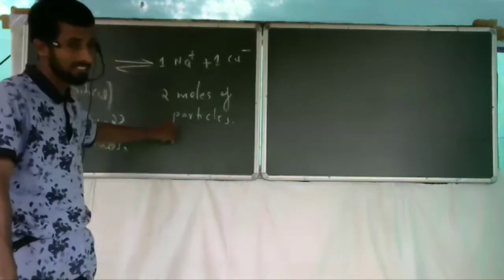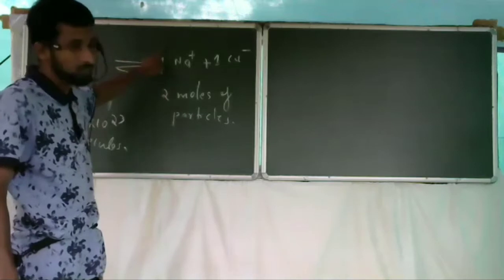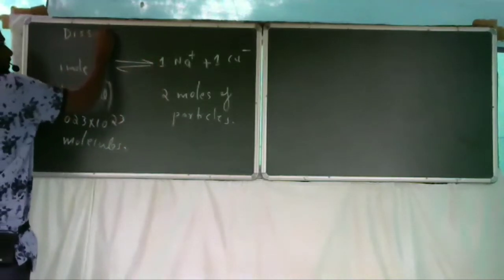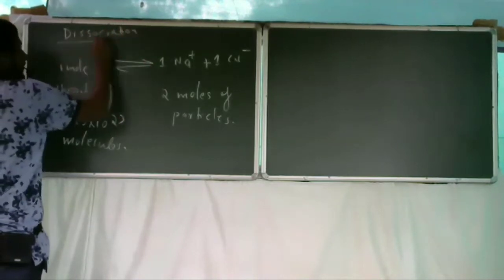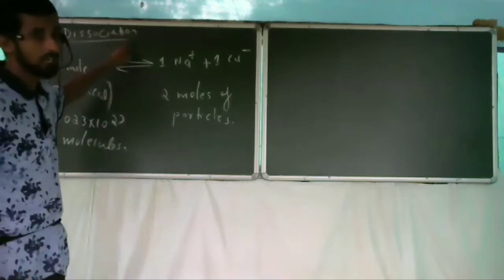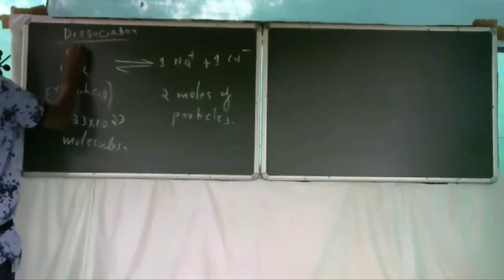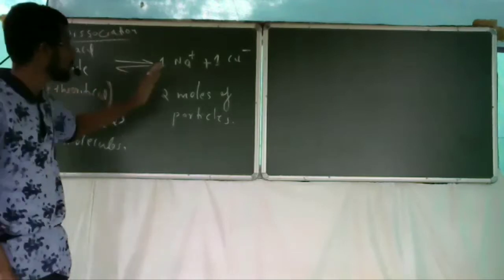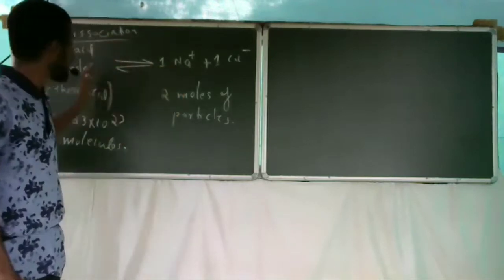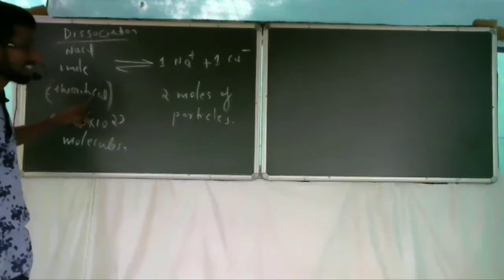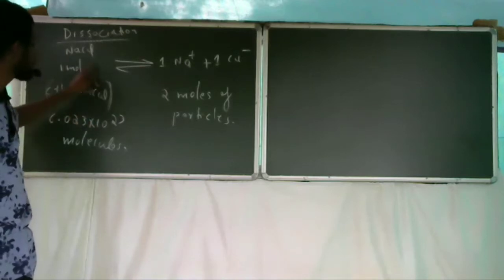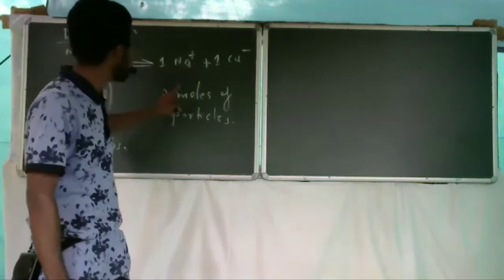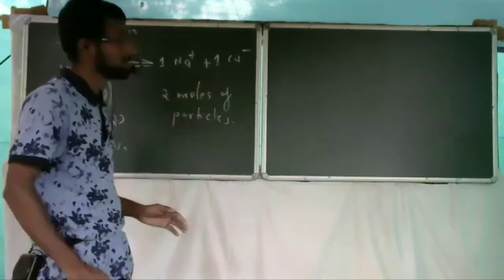Now we can observe the difference if a solid undergoes dissociation. In case of dissociation, that is the meaning of change. Ionic solids like NaCl will undergo dissociation to form ions. If you prepare a solution of 1 mole of sodium chloride, it will undergo dissociation to form 1 mole of Na plus and 1 mole of Cl minus.